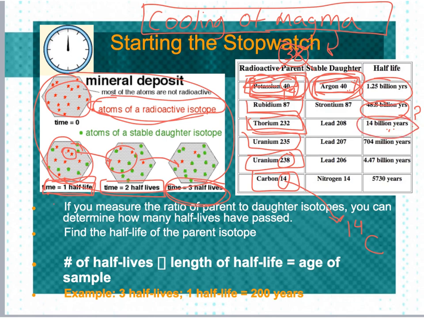So anyway, all this stuff you should probably write down. If you measure the ratio of parent to daughter isotopes, you can determine how many half-lives have passed, so you find the half-life of the parent isotope and you can count backwards. So what you need to know is the number of half-lives and the length of the half-life, and then you can get the age of the sample. And we'll do some practice problems on this.